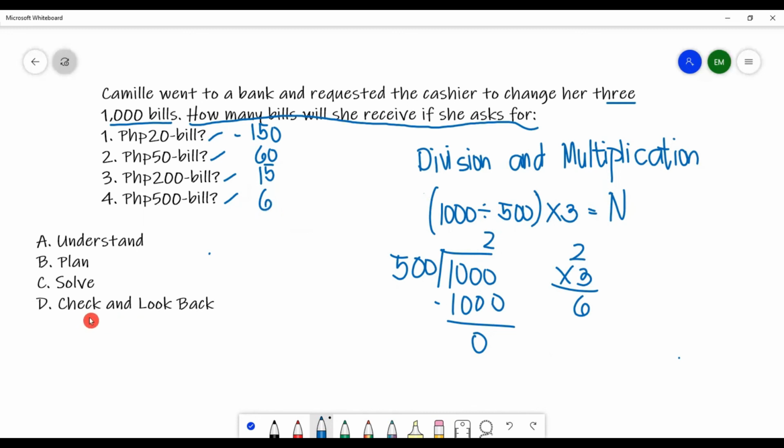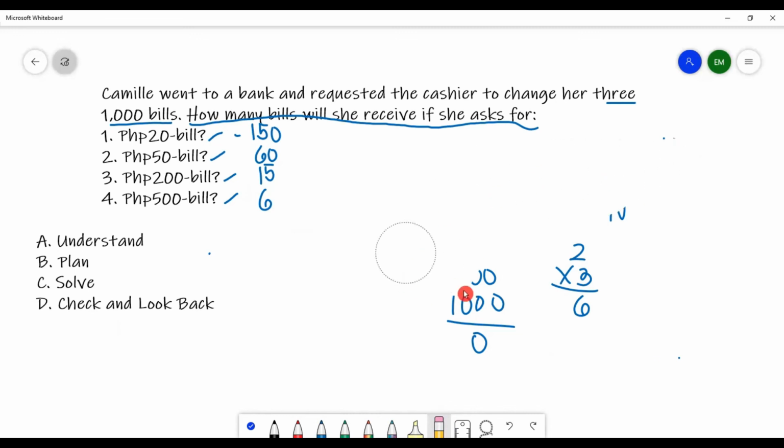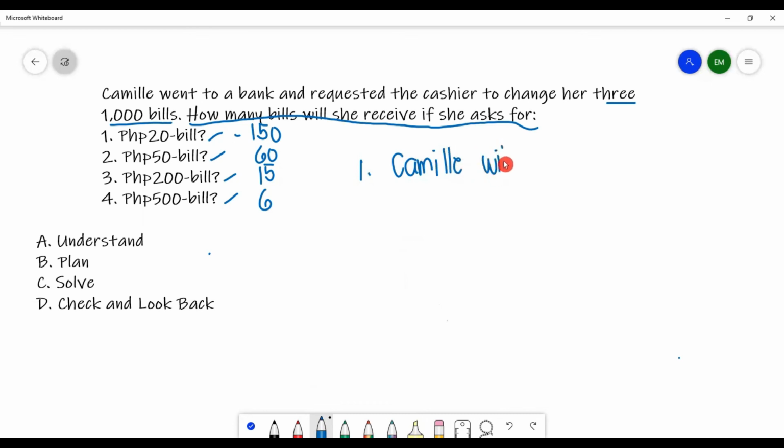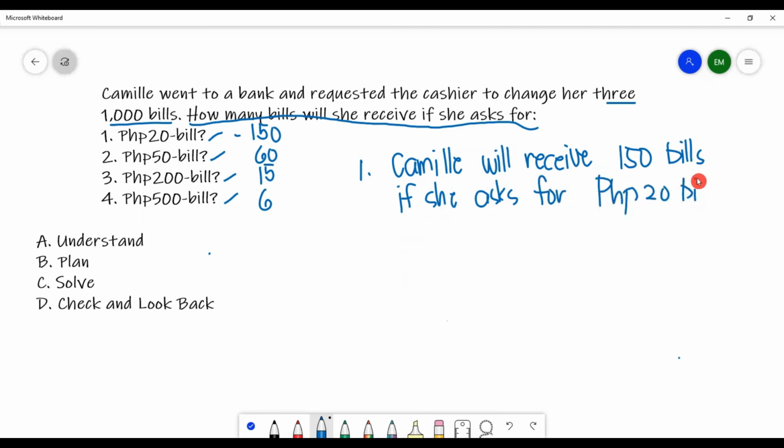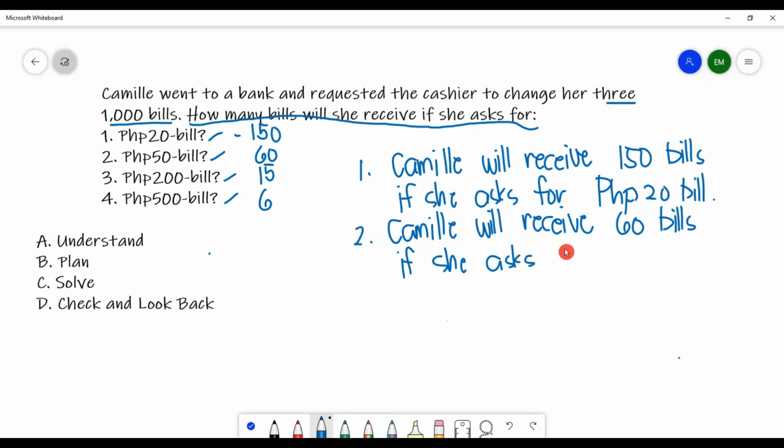Number 4, check and look back. Now we are going to state the complete answer. Number 1, Camille will receive 150 bills if she asked for 20 peso bill. Number 2, Camille will receive 60 bills if she asked for 50 peso bill.